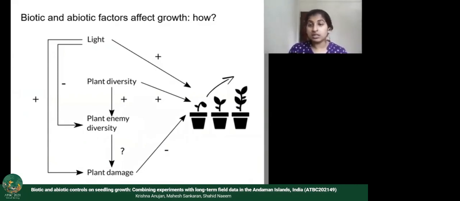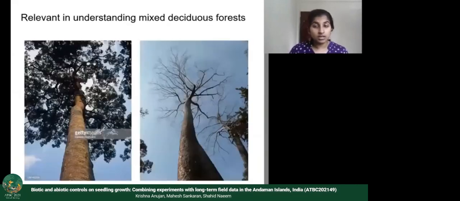Why is understanding these mechanisms and their interactions important? This could be important to understand the maintenance of mixed deciduous forests, which are a common type of forest in many tropical landscapes. In the Andaman Islands, for example, canopy species such as Dipterocarpus that are evergreen and Tetrameles that are deciduous can coexist in the same forest stand, creating heterogeneous microclimate conditions in the understory, which can then impact seedling growth.